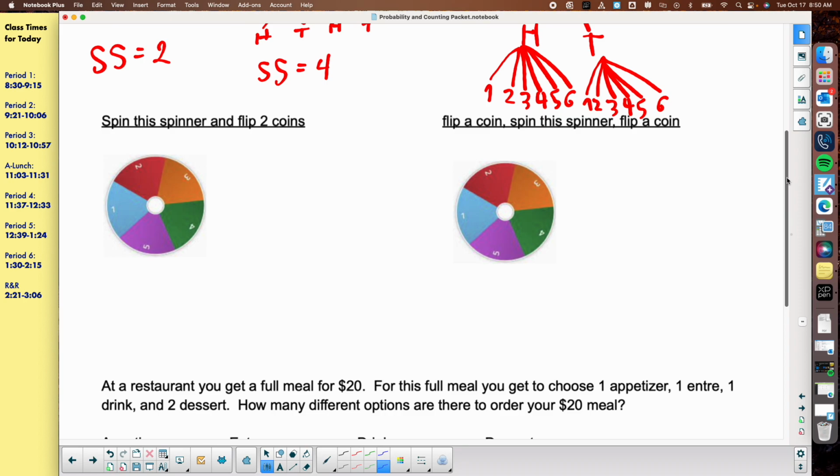What would I multiply for this first one? How many choices do we have spinning the spinner? 5. Okay, what about flipping the 2 coins? 4. I'm not the same person. That's very true. Why 4?